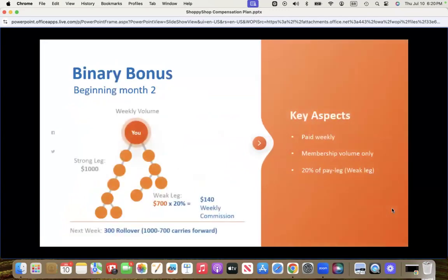Okay, month two. Let's say that you come in for 59.95 and it's January. Now February rolls along and the 9.95 memberships all go into the tree. They're all going into that binary, right? What we're going to do is pay you 20% on your pay leg. So every single week, we count the volume up on your power leg and on your pay leg, and we pay you 20% of your pay leg ongoing every single week.